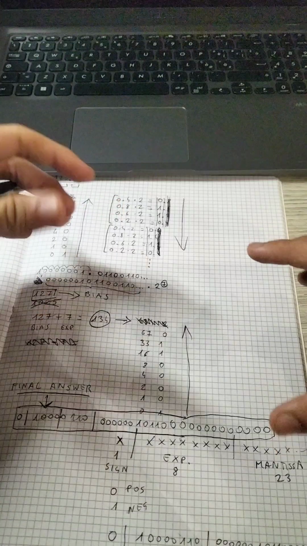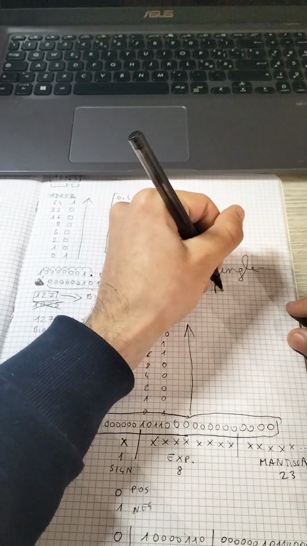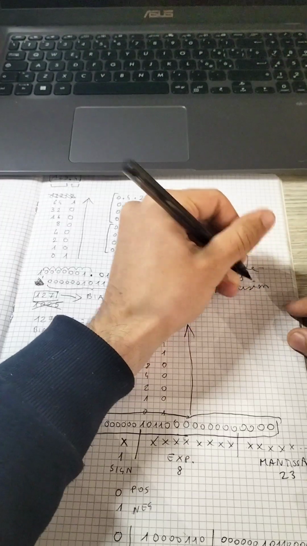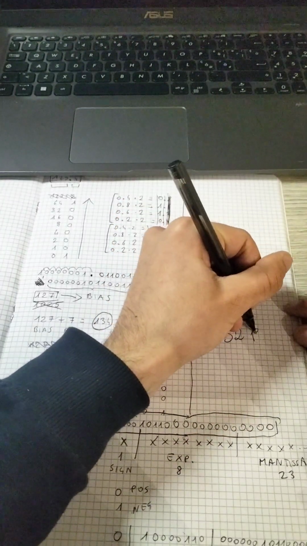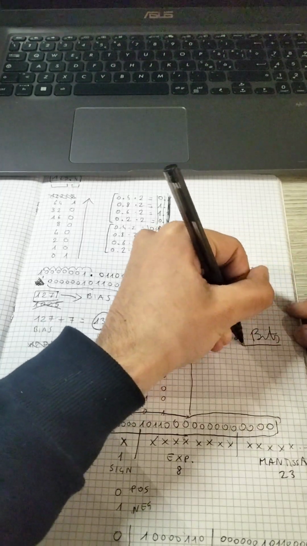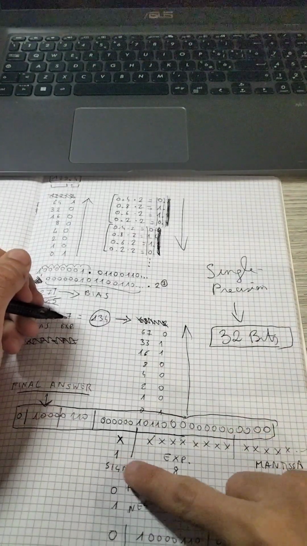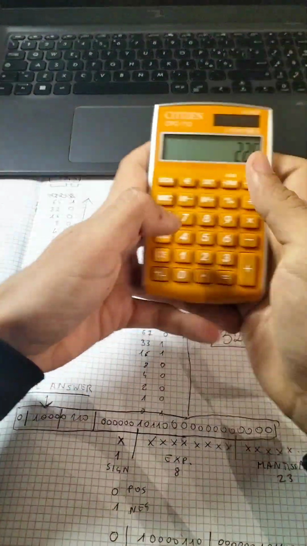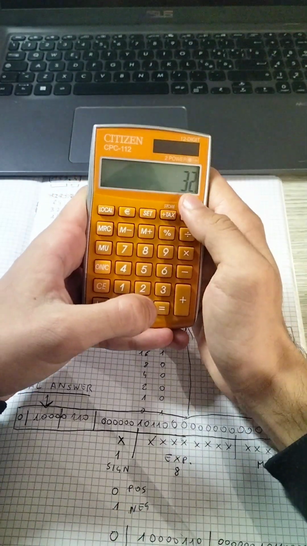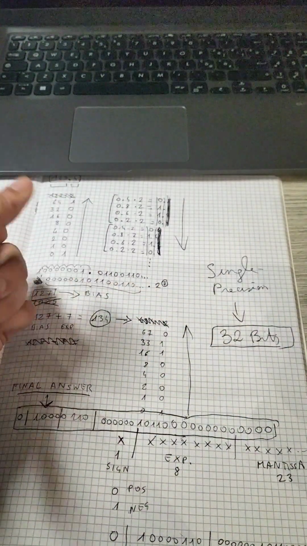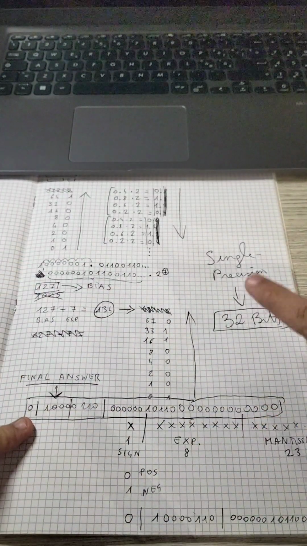Now, basically the meaning behind single precision format. So single precision means that we are working with 32 bits. So our final answer should contain 32 bits. Look, 1 plus 8 plus 23, that's actually 32. Look, 32 bits. So this is going to be our final answer, and it contains 32 bits.